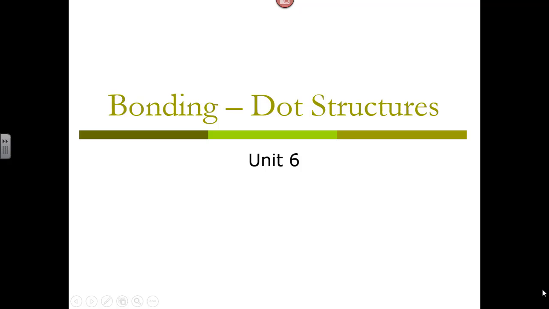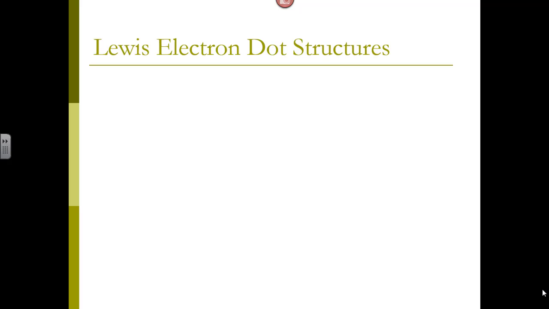You've already learned about the basics of ionic bonding. Today we're going to talk about some pictures, or the basics of some pictures that we can draw to help us represent those ionic bonds. That will help us figure out which atoms will bond together and how many of each kind of atom we need. The pictures that we draw to help us decide which atoms are going to bond and how many of them will bond are called Lewis electron dot structures.